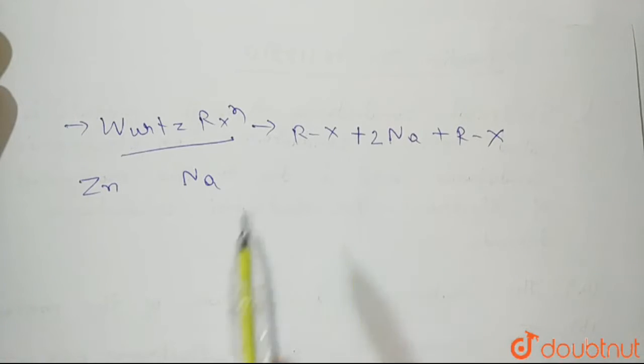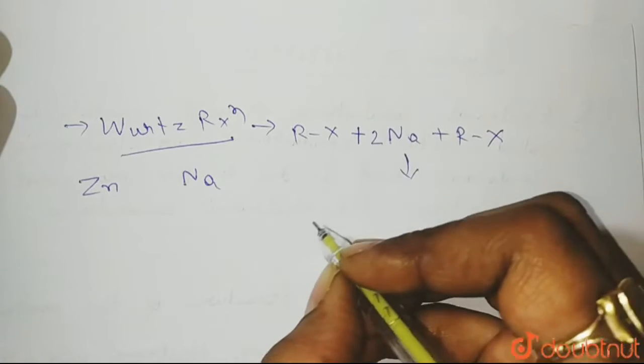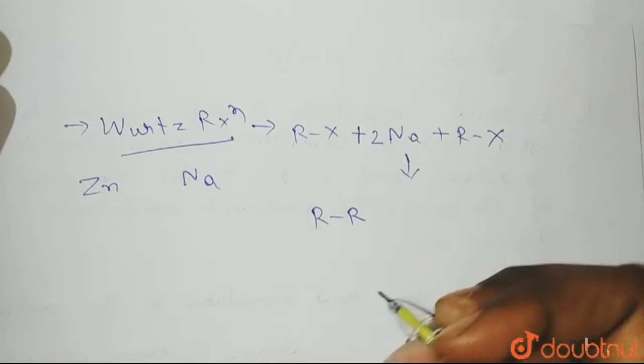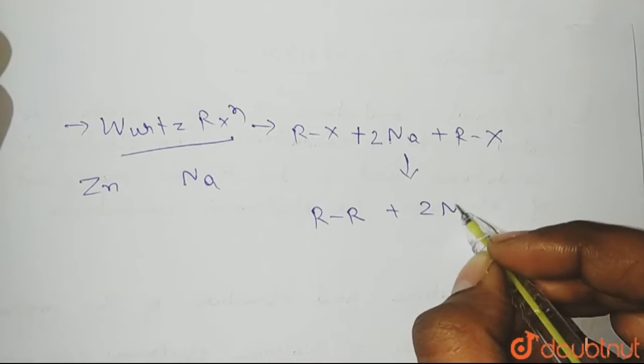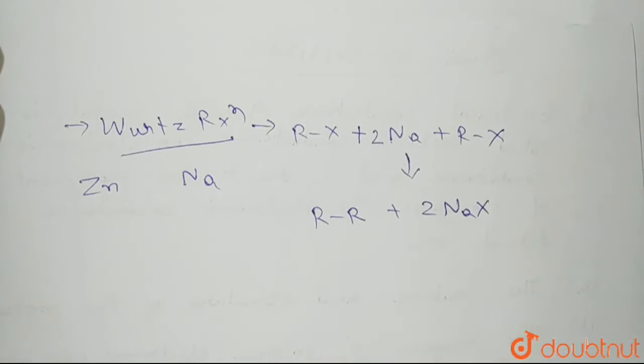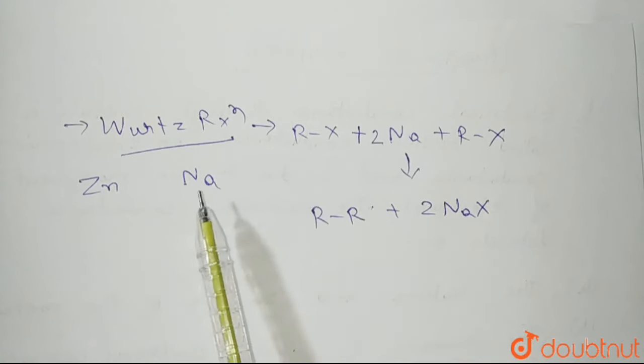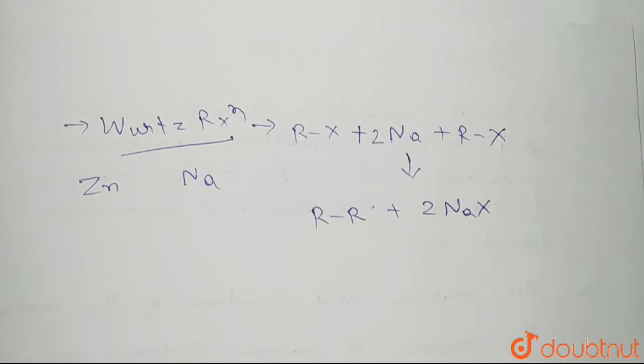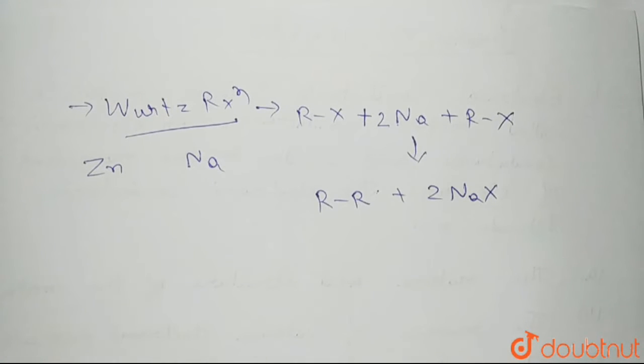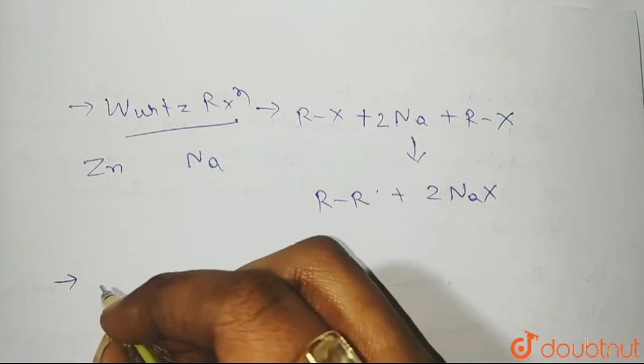So 2 sodium metals are used, which gives us alkane, and with this, 2 molecules of sodium halide are formed. So this is your Wurtz reaction. In Franklin we were using zinc, but here we use sodium. Got it? Now the next was our Cannizzaro reaction, right?